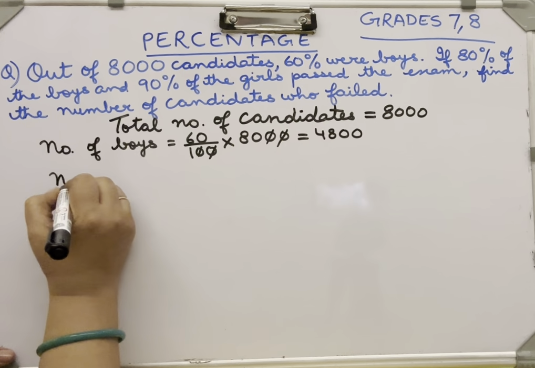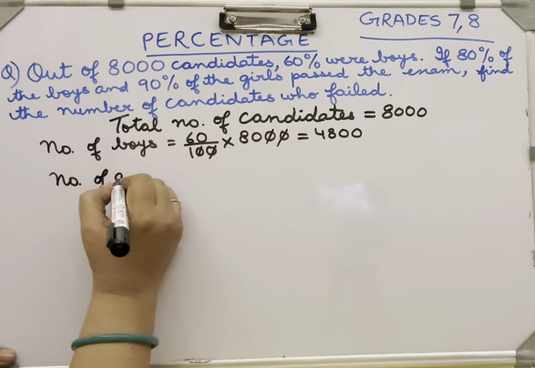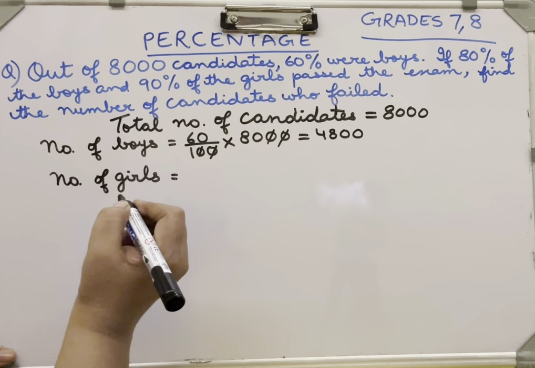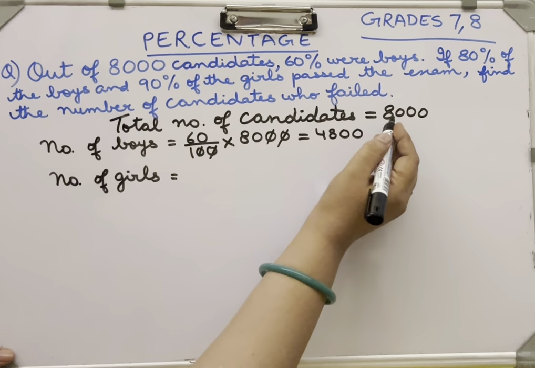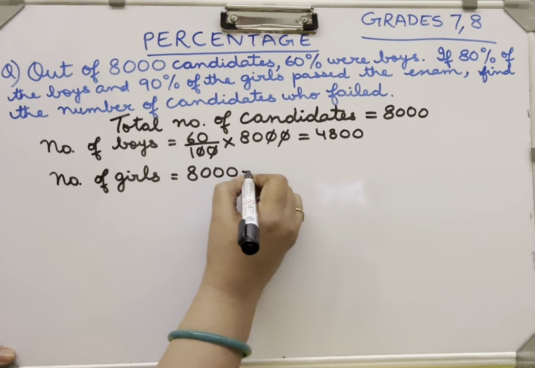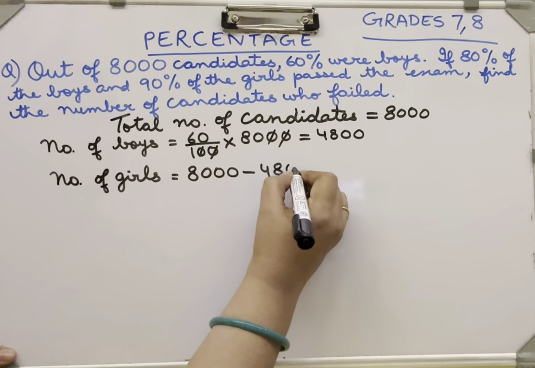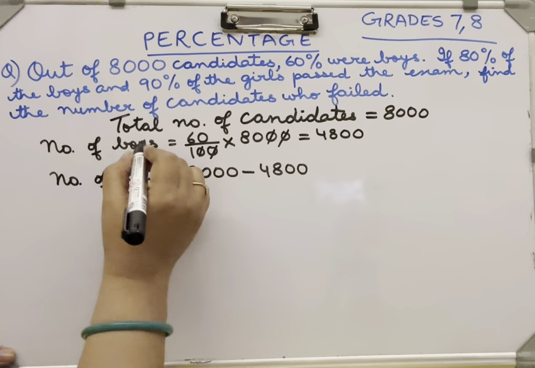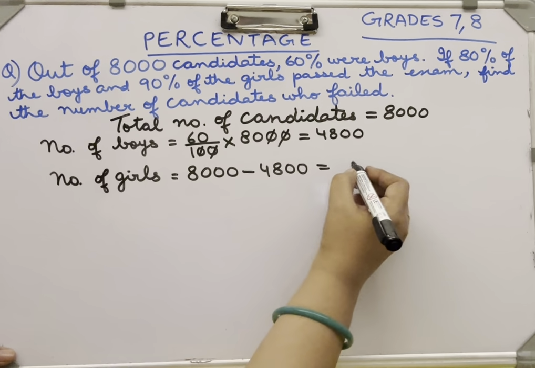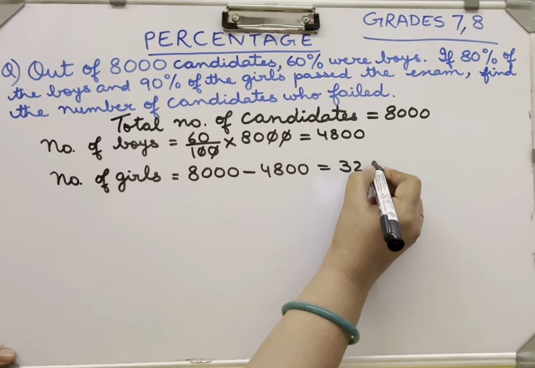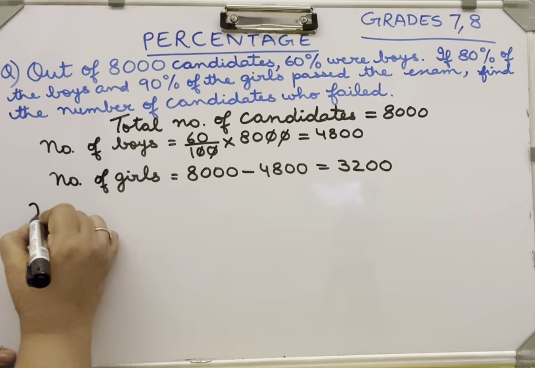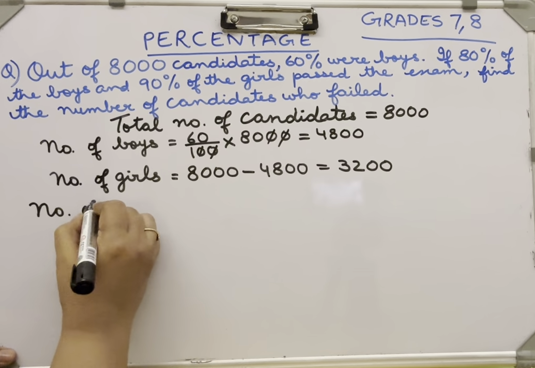Now, number of girls. Similarly, number of girls will be 8,000 minus 4800. Now, 4800 is the number of boys, we just calculated. So, 8,000 minus 4800 is 3200.